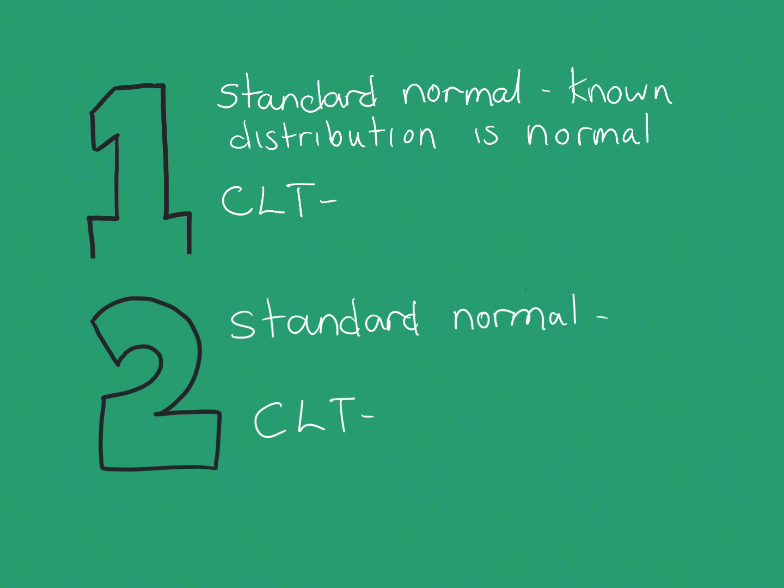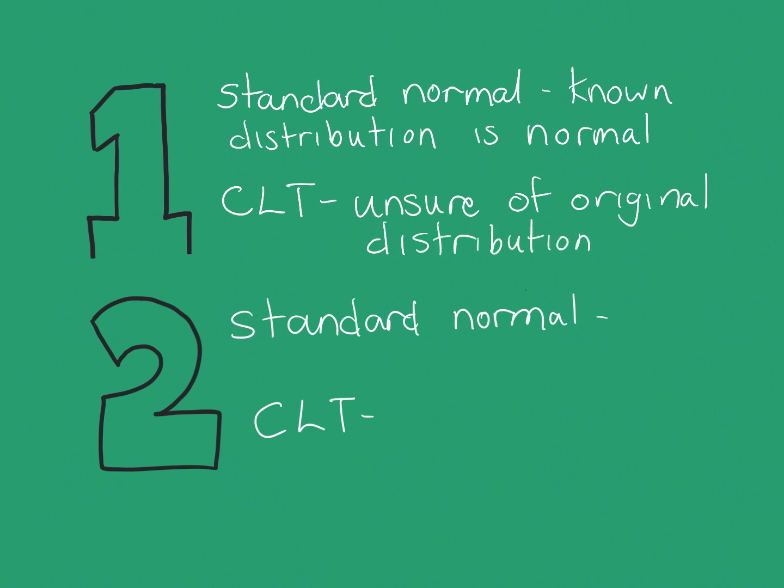Using the central limit theorem, abbreviated CLT, we're unsure of the original distribution. However, what we assume is that if the sample size is large enough, it's going to even out to be approximately normal, no matter what that original distribution is. So the first thing you can look at is distribution. The second thing you can look at is what we're comparing.